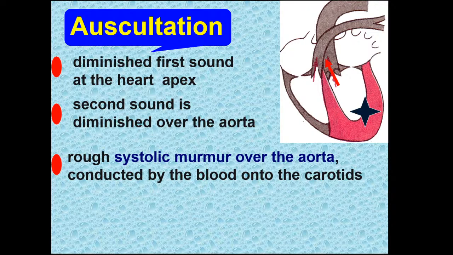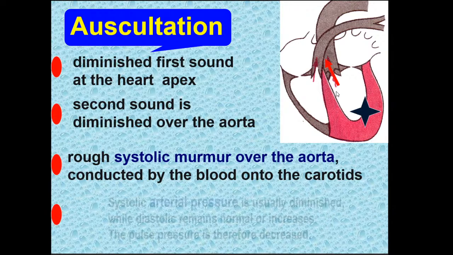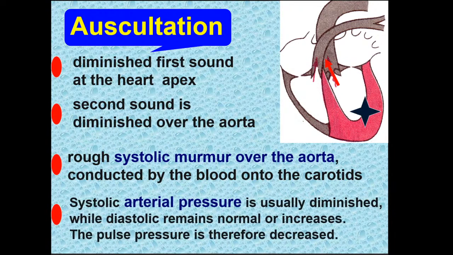Turbulent blood movement through the narrowed aortic orifice. Systolic murmur. And systolic blood pressure decreased because of decreased heart stroke. Systolic pressure depends on heart stroke. Diastolic pressure will be nearly normal. As a result, pulse pressure will be decreased.